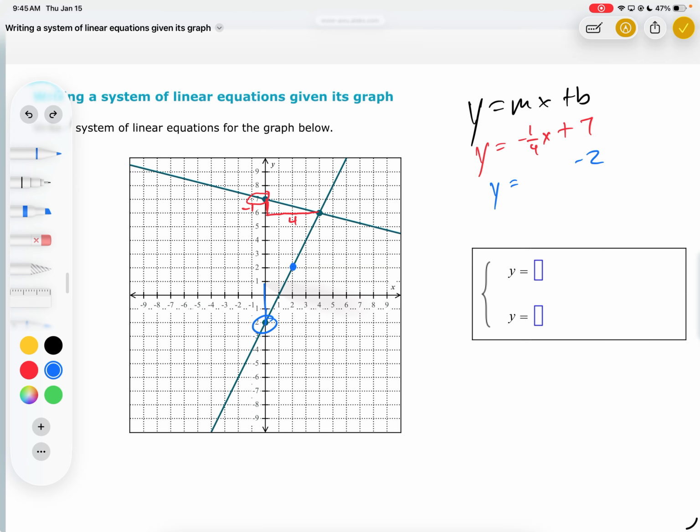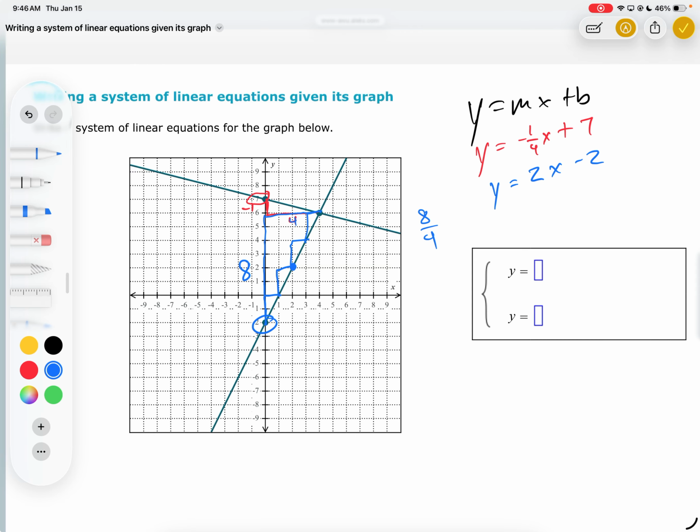So 1, 2, 3, 4, 5, 6, 7, 8. So I went up 8, so it's positive. To the right, 1, 2, 3, 4. Okay. So it is 8/4, right? You go up first and then to the right. 8/4, so that would be 2. 8 divided by 4 is 2. So that means I could actually just go up 2 to the right 1, up 2 to the right 1, up 2 to the right 1, up 2 to the right 1.